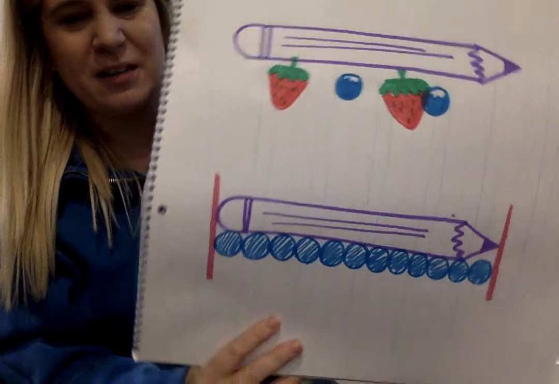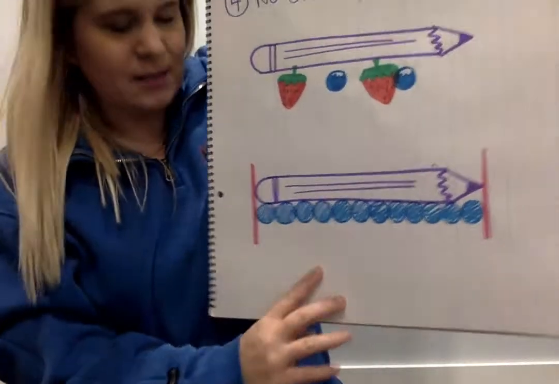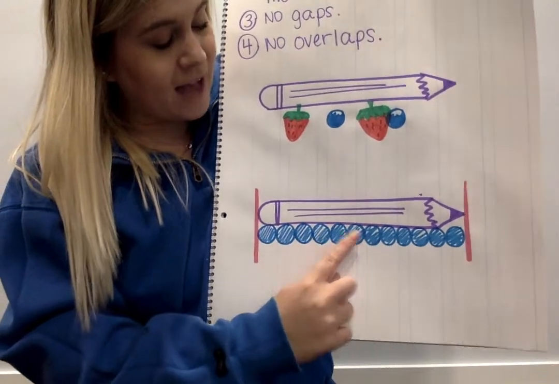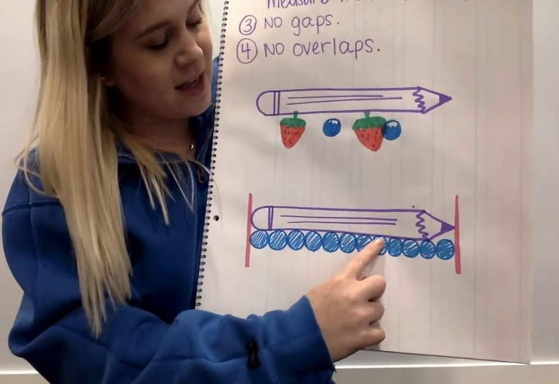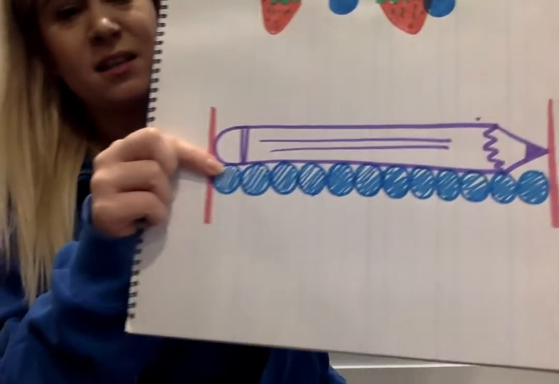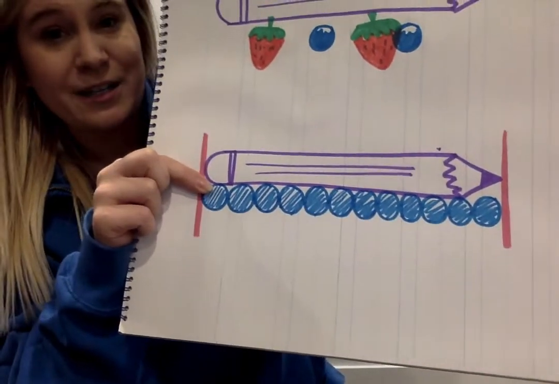So how many blueberries long is my pencil? 1, 2, 3, 4, 5, 6, 7, 8, 9, 10, 11, 12. I could say that this pencil is 12 blueberries long.